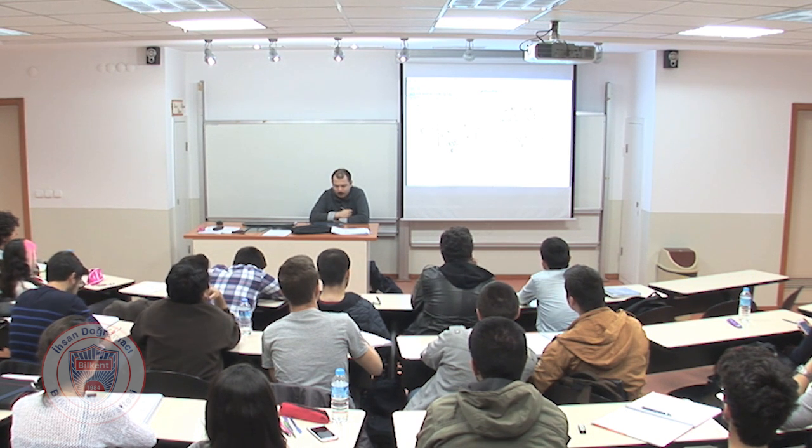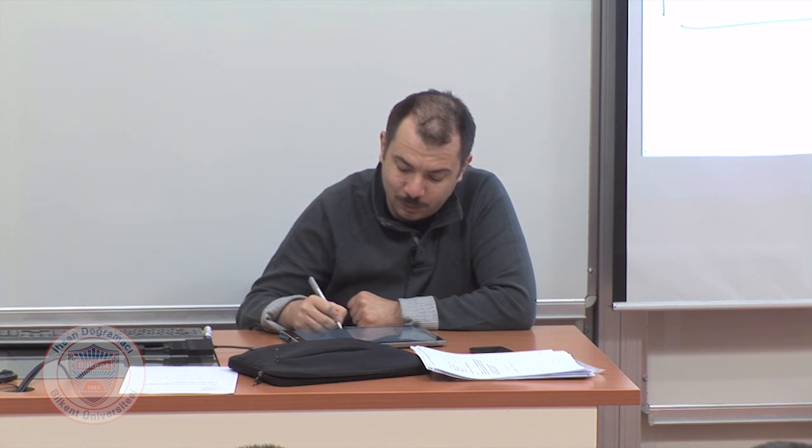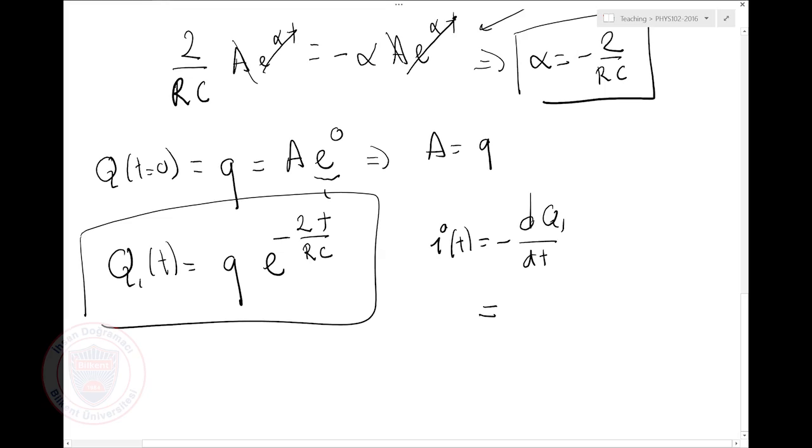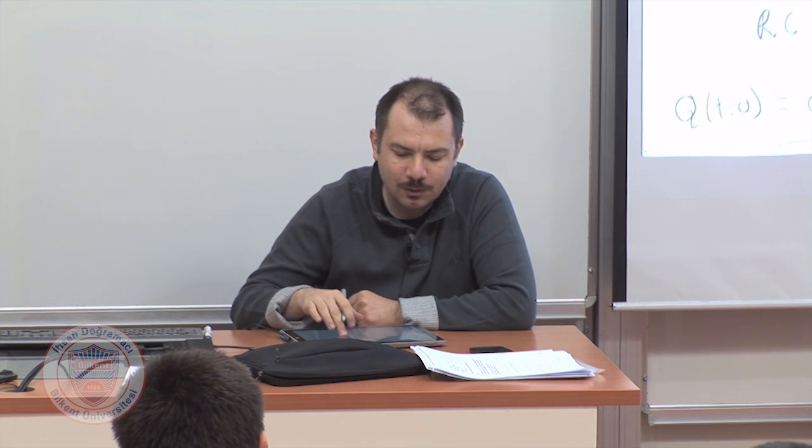We also have to talk about the current in the circuit as a function of time. So what is the current? We've already written down the formula. This was minus dq1 dt. So if I take the derivative, minus derivative, I'll have 2q over RC e to the minus 2t over RC as my current. And it's actually a good idea to maybe write down the circulation of the current. Although I've shown it on my diagram here, I did not really specifically state it.